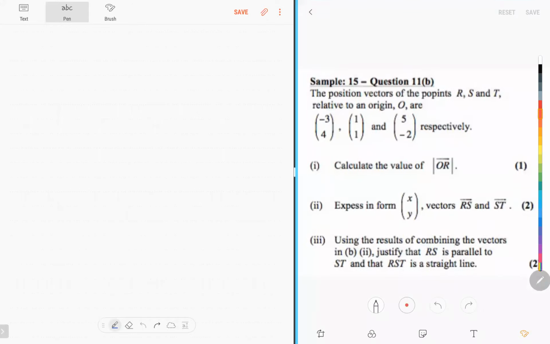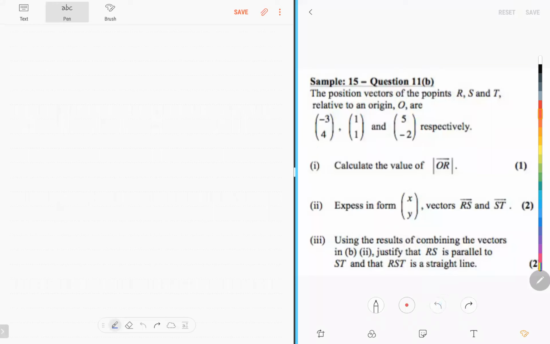So this vectors question says the position vectors of the points R, S, and T are given by these things. Those are the three position vectors. This one is OR, this one will be OS, and this one will be OT. So that's what is given.